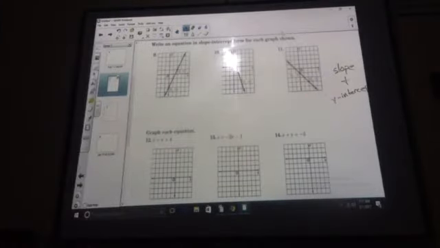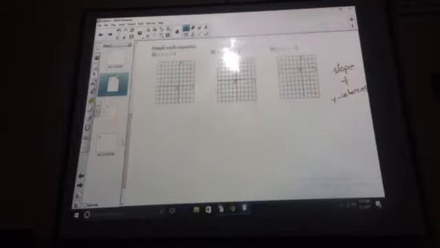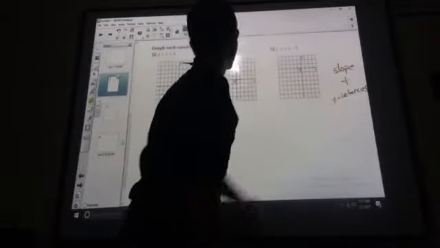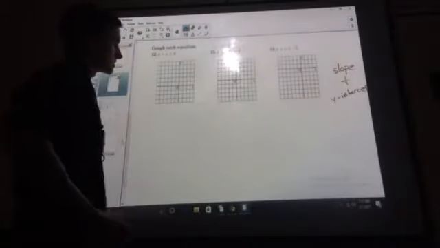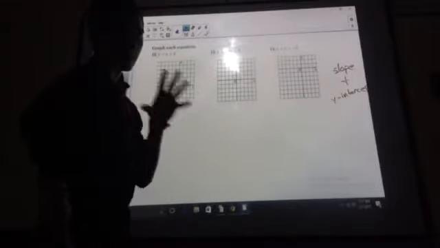Graph each equation. This is where some people struggle. It shouldn't be a struggle. So now we're not writing an equation. So I'm going to put this aside for now. It's graphing an equation. We still need a slope and an intercept. But here's the most important thing about graphing an equation. You have to solve for y.